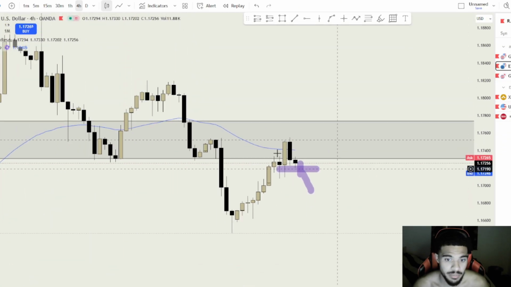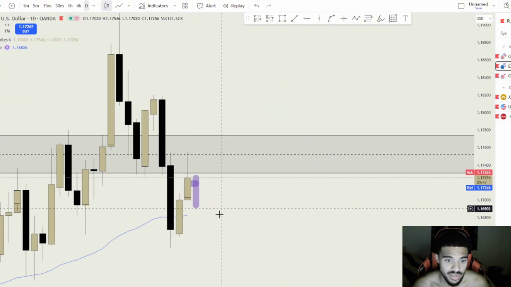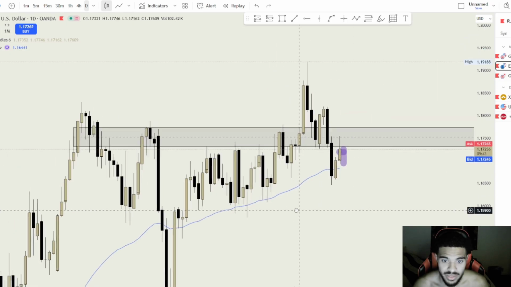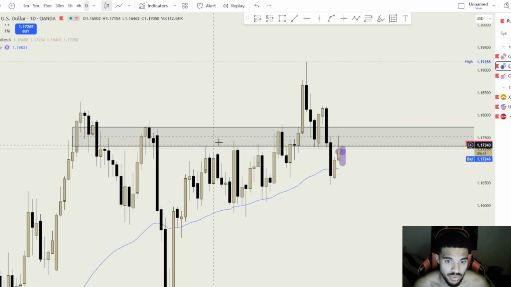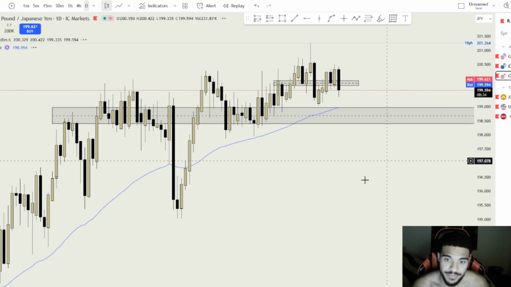So yeah, it's a bit of a waiting game now. Still bearish on Euro USD, rejection on the daily time frame as well, which is nice. So even better really opportunity. But look, you've got 1, 2, 3, 4, 5 weak rejections here. So yeah, strong bearish on that.